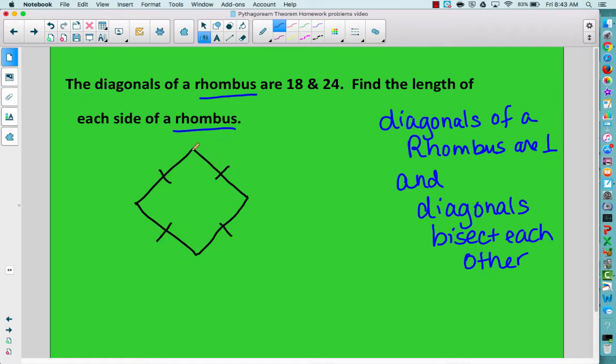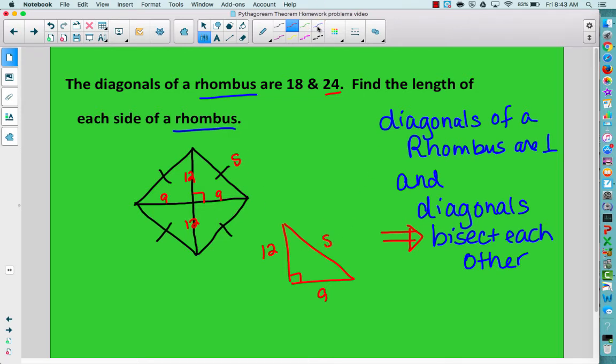It says the diagonals of the rhombus are 18 and 24, so watch. I'm going to draw in my diagonals. They are perpendicular to each other, so there's that right triangle I'm looking for. And they also bisect each other. So if one of the diagonals is 18, then each side would be 9 and 9. And if one of the diagonals is 24, then the other would be 12 and 12. So now I have a right triangle. I have 4 of them, right? With a side length 9, a side length 12, and I want to find the length of each side of the rhombus. So I'm going to call it S, okay, for side.